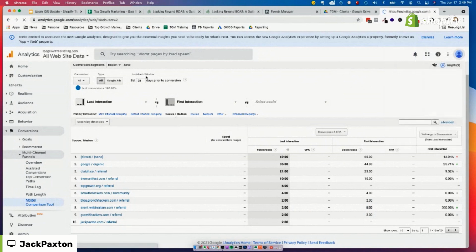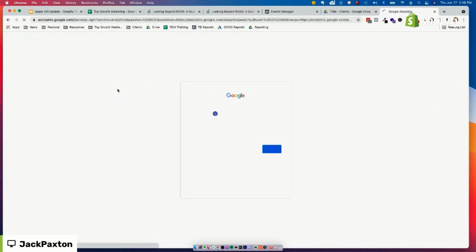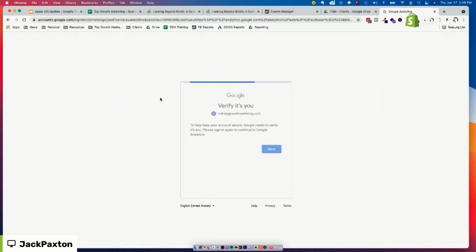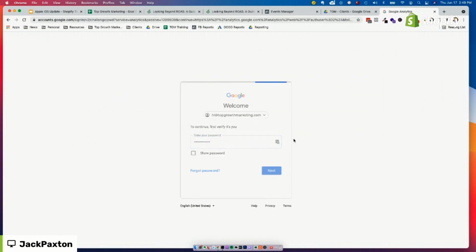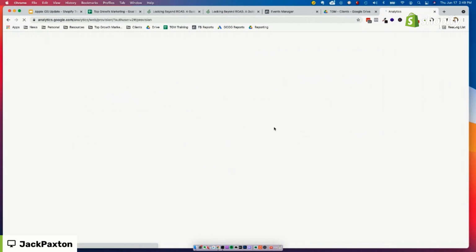Maybe I might have more data in this one. Let's take a look. I kind of want to give you an e-commerce example because it will make way more sense. All right, let's hope this is the right password. Yeah. Okay, hold on.